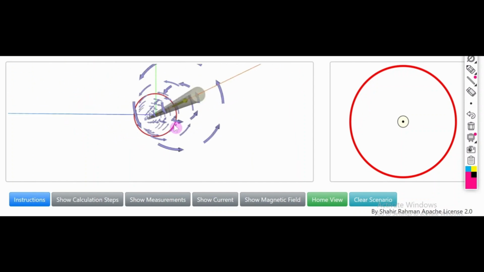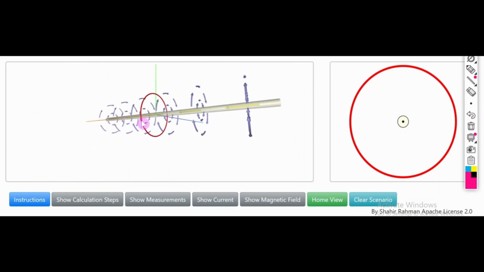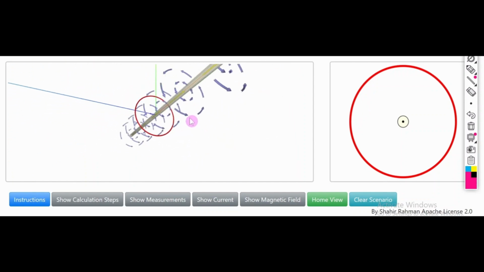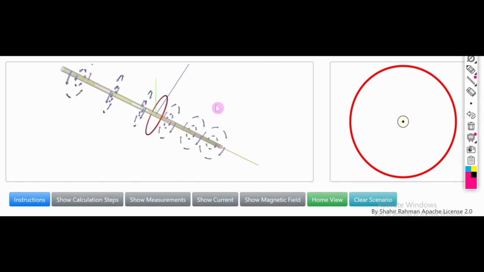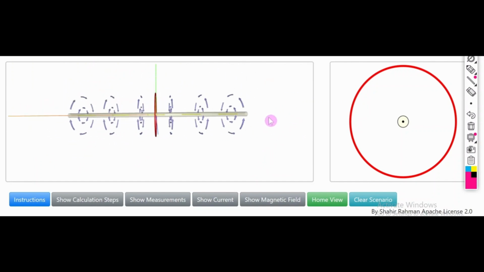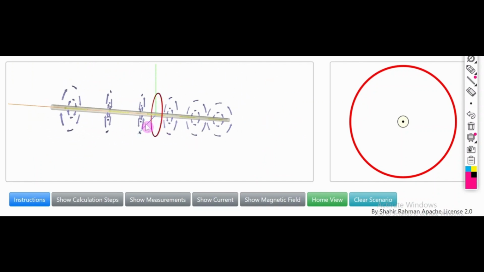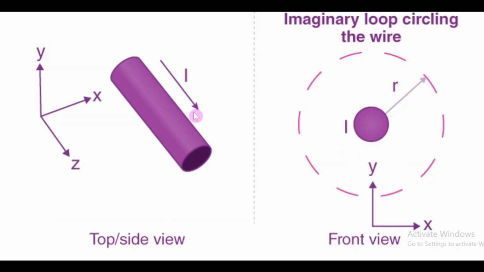So this is also an Amperian loop inside the magnetic field around the current carrying conductor. Okay, so here we select the Amperian loop, and now we will apply the mathematics, and through this Amperian loop we will find the current in the conductor from this magnetic field. Let's derive the expression for the Amperian loop.